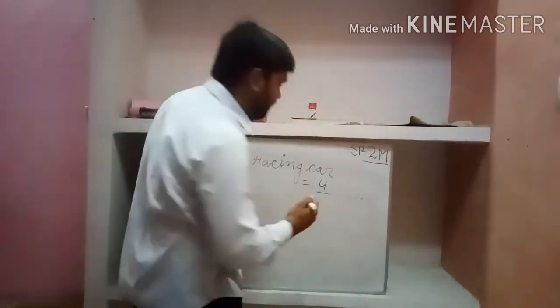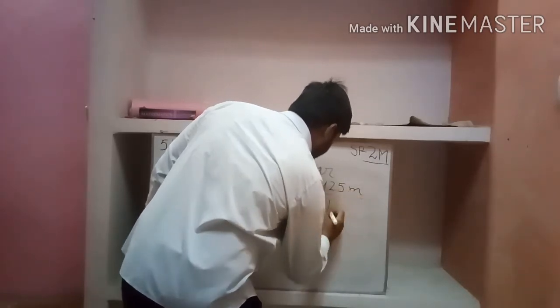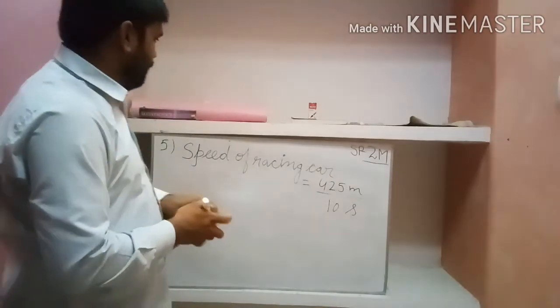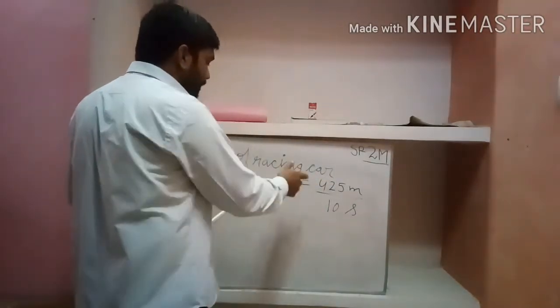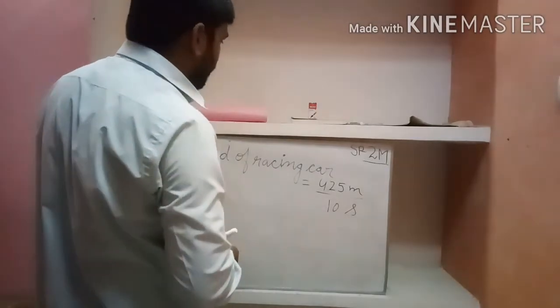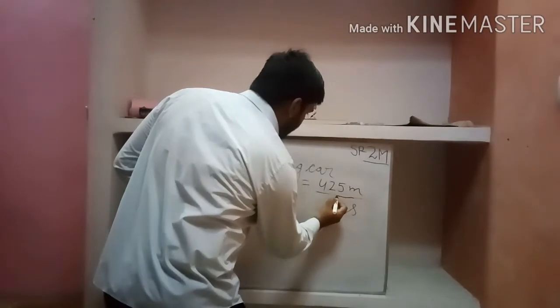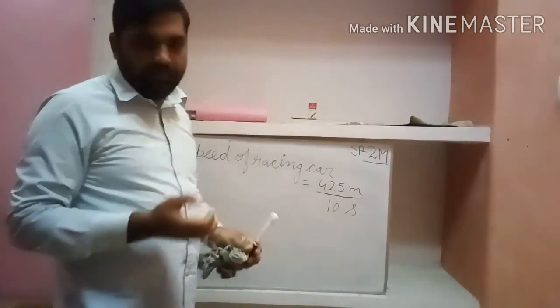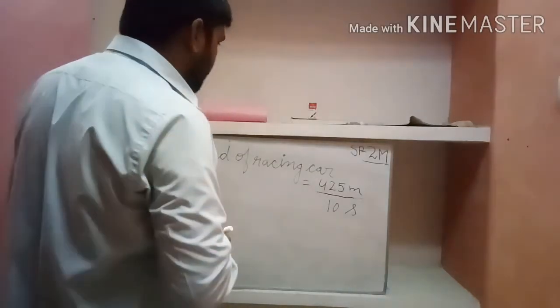That is the speed. See, 425 by 10. So that is the speed of the racing car, 42.5 meter per second. So this we got the speed. Okay. Now we have to obtain this speed in kilometer per hour. See how we convert it.